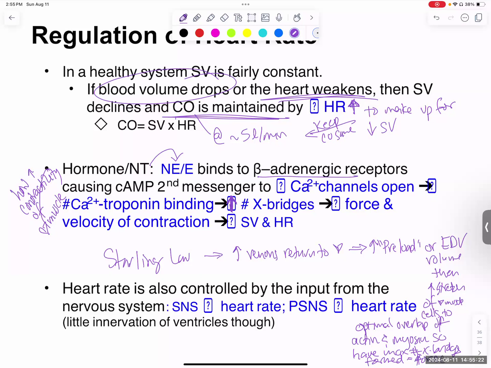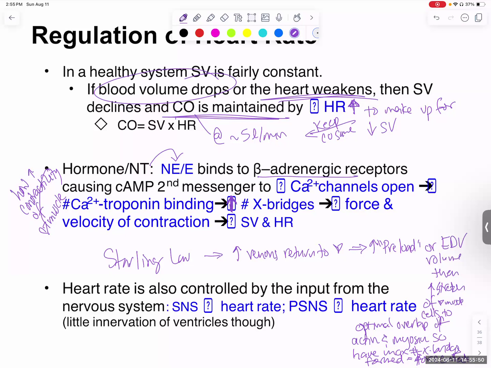force of contraction, right? So you're going to have a big forceful contraction because you stretch those cardiomyocytes to optimal overlap of actin and myosin, form the highest number of cross bridges. And when those cross bridges all power stroke, it's going to form a strong contraction. That's Starling's law. That's venous return. That's blood flow. Hormone, neurotransmitter.